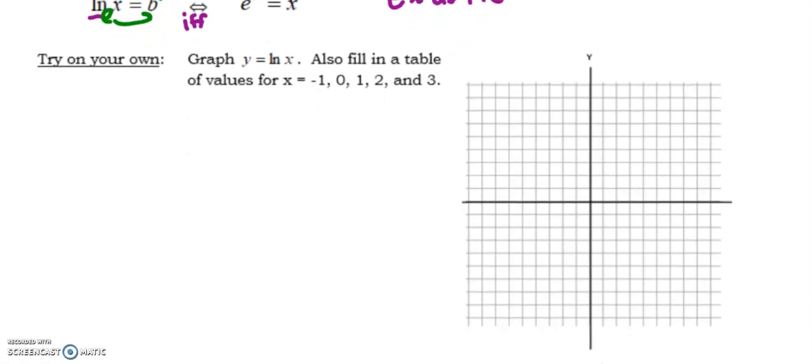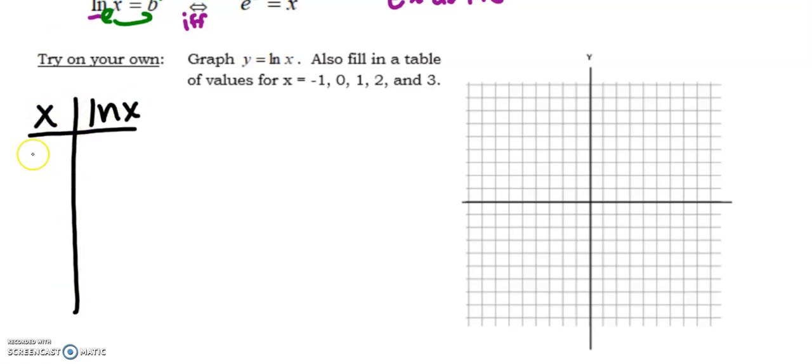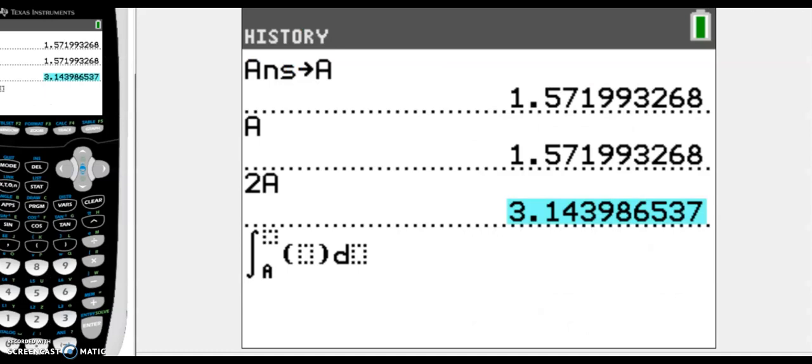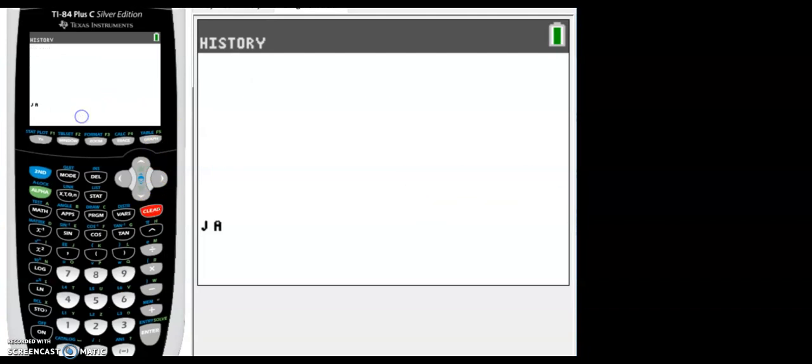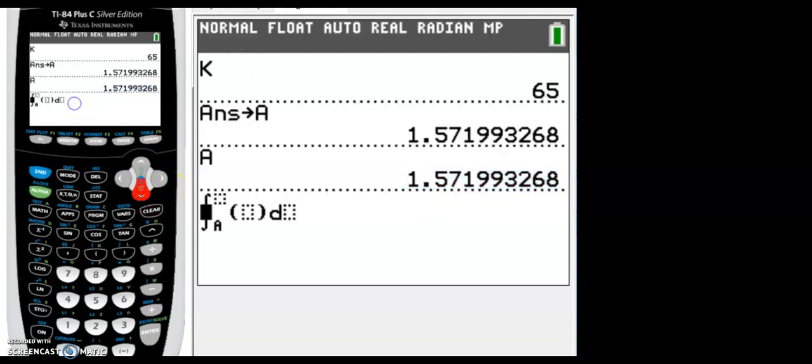Graph y equals the natural log of x. Also fill in a table of values for -1, 0, 1, 2, and 3. So go ahead and grab your calculator if you don't already have it. We're supposed to fill in for -1, 0, 1, 2, and 3. All right, so I'm grabbing my calculator here, and let me clear out all the other stuff we had in there.